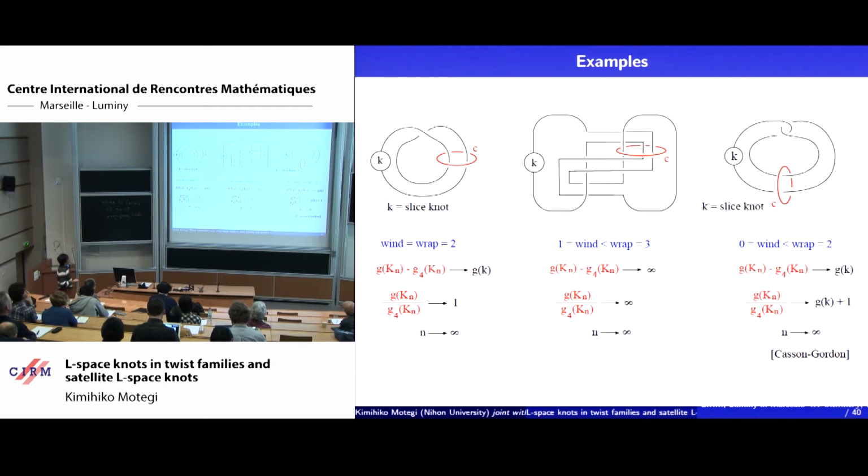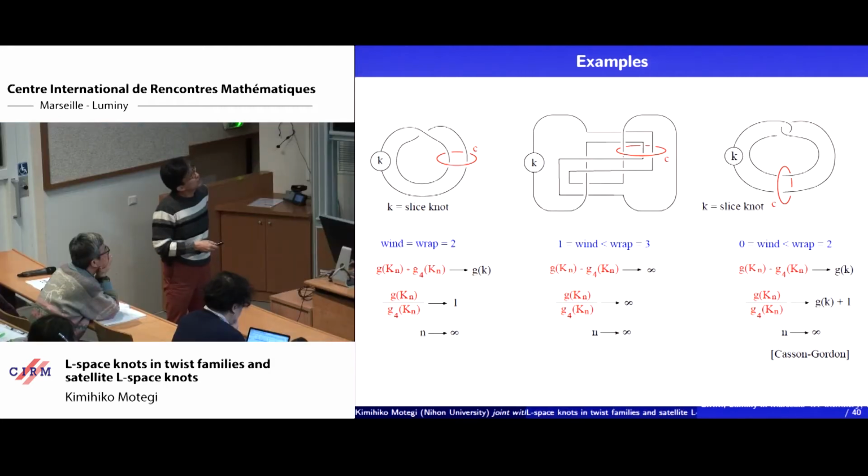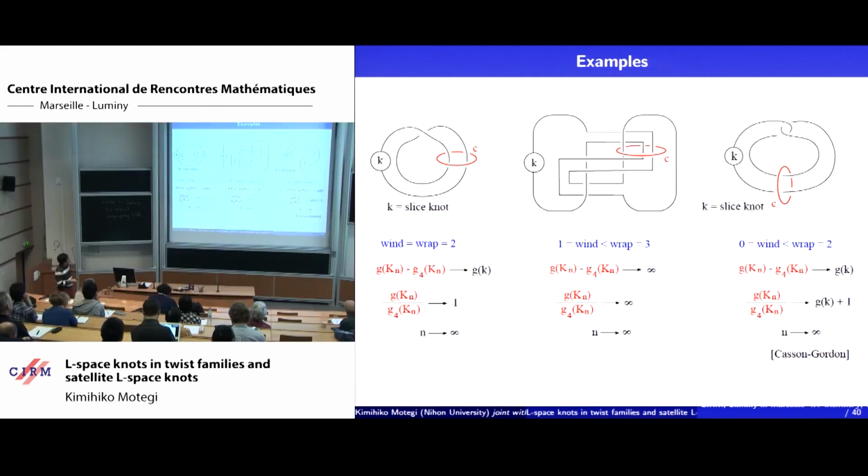In the middle picture, the wrapping number is 3, while the winding number is 1. In this case, the difference between the Seifert genus and the slice genus goes to infinity. Similarly, the ratio of the Seifert genus and the slice genus goes to infinity when n goes to infinity. So the Seifert genus and the slice genus behave in completely different manners in these examples.